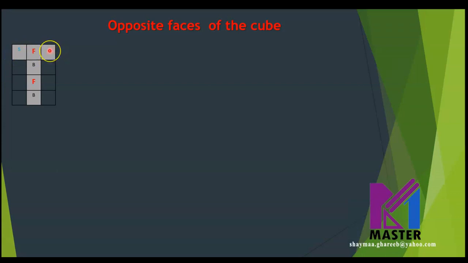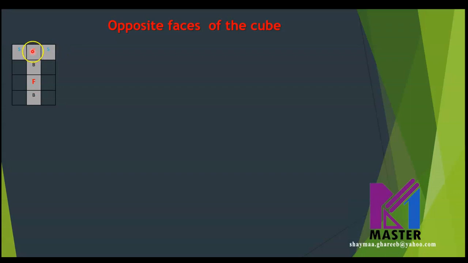Why? Because opposite faces should not meet at a point or at an edge. So look at this square and this square. They don't meet. They have a face in between, another face in between. So they are opposite faces. Also for these 4 faces, this face is opposite to this face because they don't meet at a point or at a line or edge.